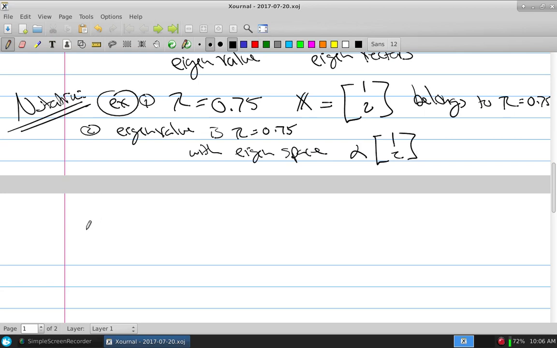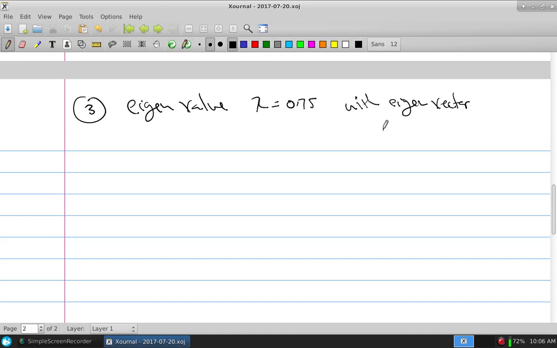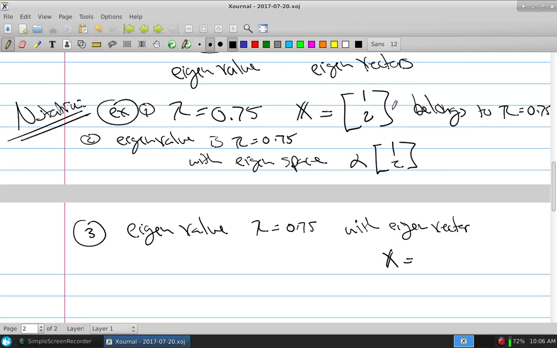On the other hand, other people could write it this way. I have eigenvalue lambda equals 0.75, with eigenvector x equal to, well, for (1, 2), what's its length? Square root 5. And so somebody else says, I'm going to pick 1 over radical 5, 2 over radical 5. And so what did they do to their eigenvector? They made it a unit vector. They just chose to do it that way.